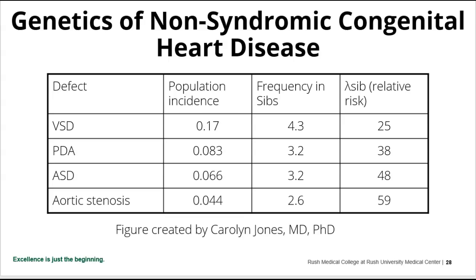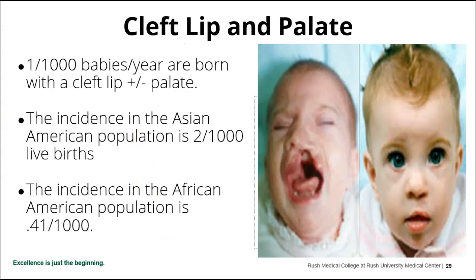So if, for instance, a baby was non-syndromic and had a congenital heart defect, we usually recommend fetal echo in the next sibling, so that if they did have a congenital heart defect, we would have them delivered in the right place. So I promised to show you a little bit more about cleft lip and palate.